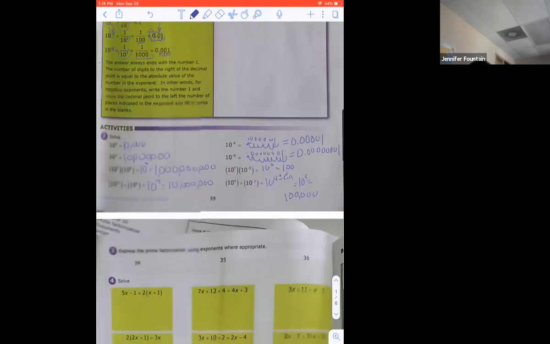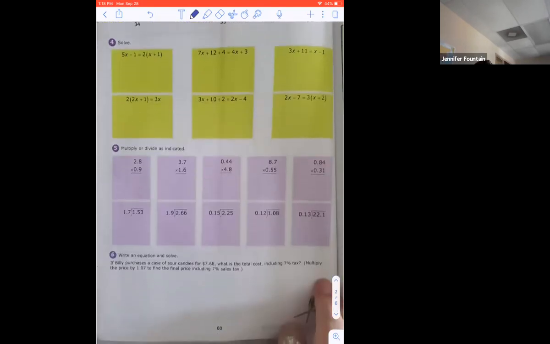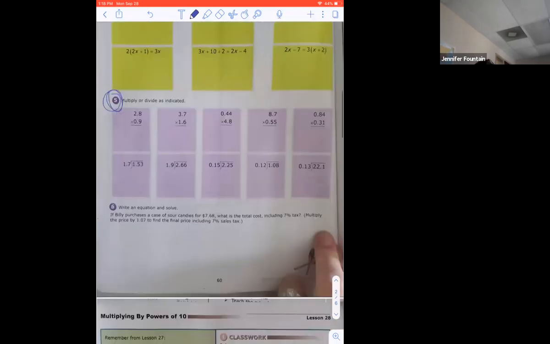Any questions about those? Everybody feel okay with those? Awesome. So dealing with our powers of 10, okay? So let's go ahead and turn to page 60. We will look at our homework for 60. We're going to keep practicing. We'll do activities 4 and 5 on page 60. And then we're going to move to page 61, multiplying by powers of 10.